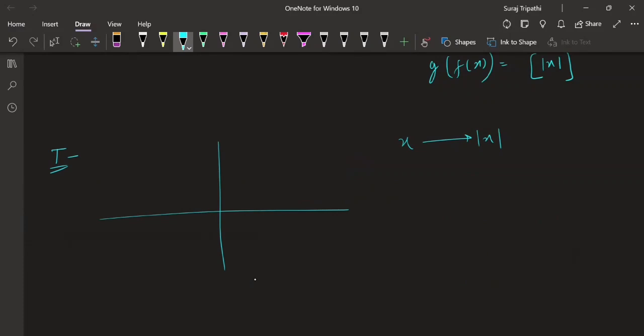Whatever function is there, how will we find the modulus of that function? Suppose any type of function is given, like sin x. The graph of sin x is like this.